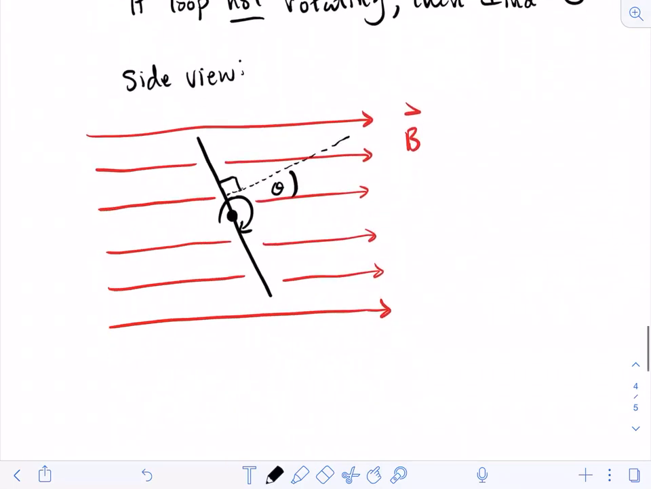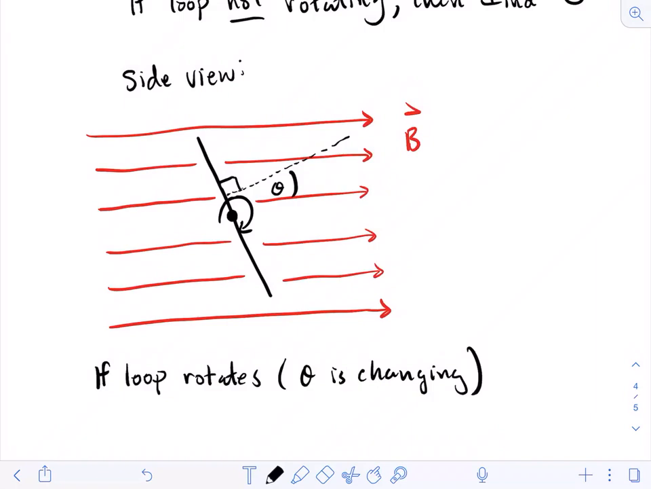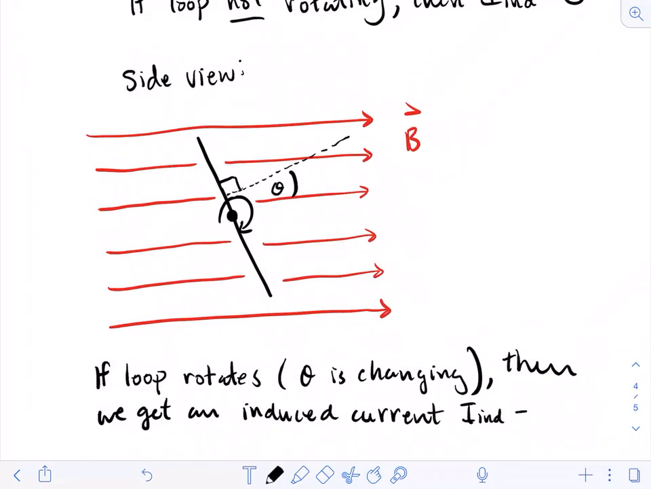And so what will happen is the following. If our loop rotates such that theta is changing, okay, so if we change the orientation of the loop, that angle theta changes. It either gets smaller or larger. Then we get an induced current, say I induced, that's not equal to 0.